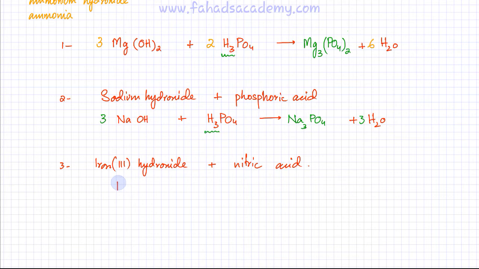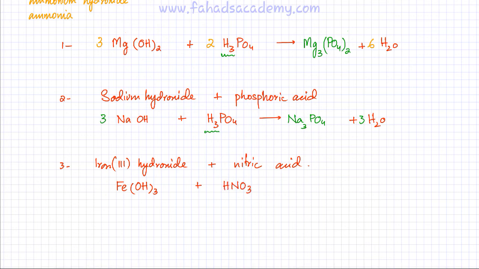Iron, the symbol is Fe. It has a charge of 3 plus. Hydroxide is OH, and it has a charge of 1 minus. So according to the crisscross method, the formula is going to be Fe, and there would be 3 hydroxide ions. Using the crisscross method, get rid of the charges, they get cancelled out. The overall charge is 0. So this is Fe(OH)3, this is iron 3 hydroxide, and I'm going to react it with nitric acid, which is HNO3.